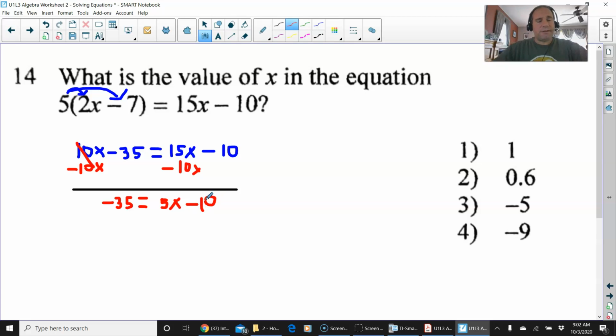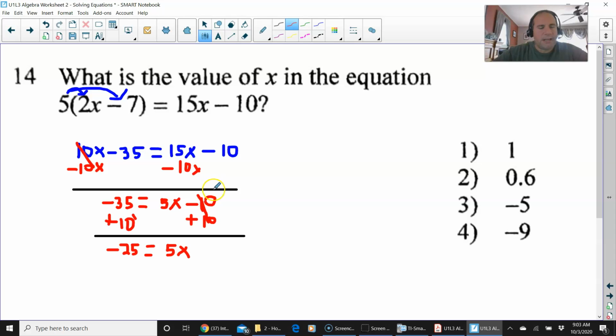Now this is a 2-step equation that I just have to solve and add 10 on both sides. When I add 10 to both sides, I get negative 25 equals 5x, and then you would divide by 5 on both sides, opposite of multiplication, and the 5's cancel. Remember, you always divide by the number that is next to the variable. You have negative 25 divided by 5 is negative 5. And 3 would be your answer.